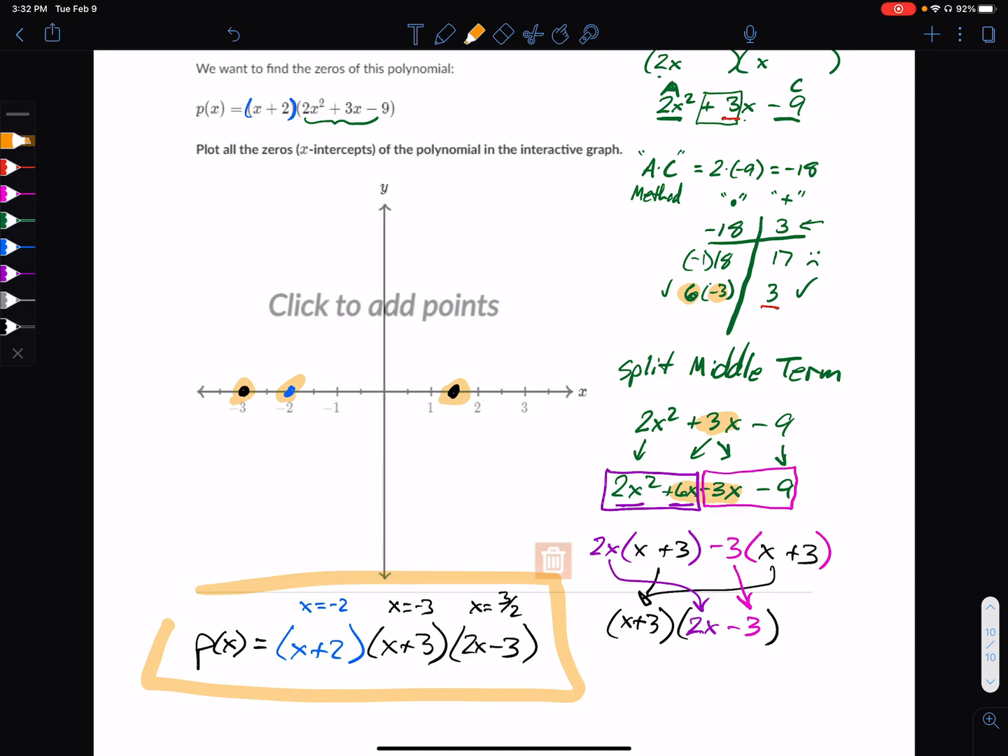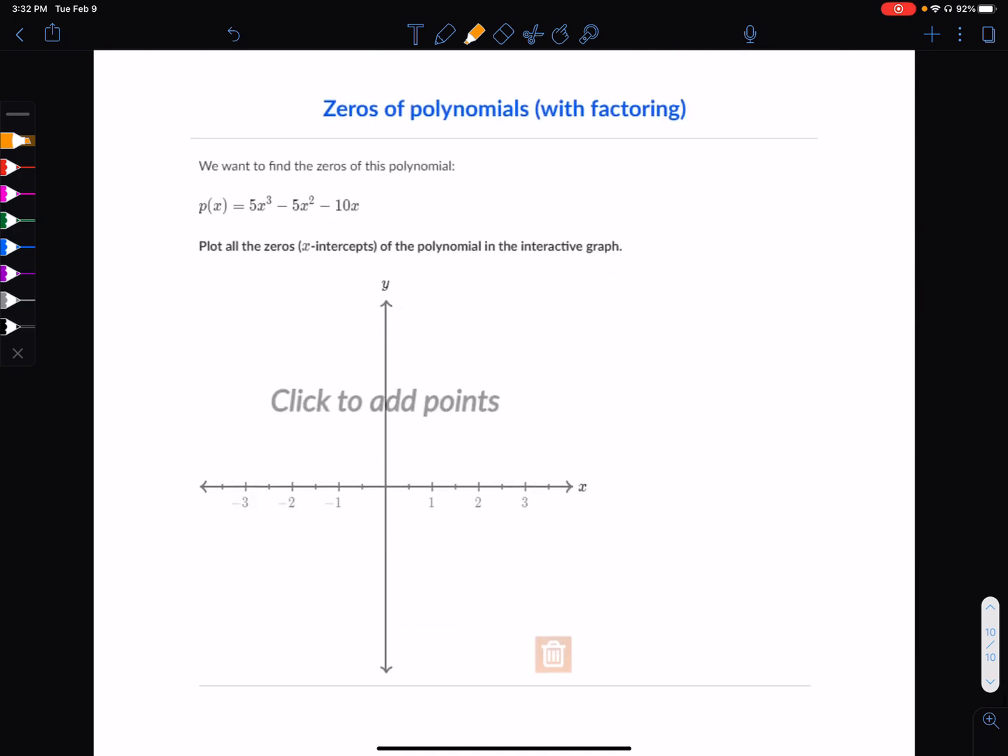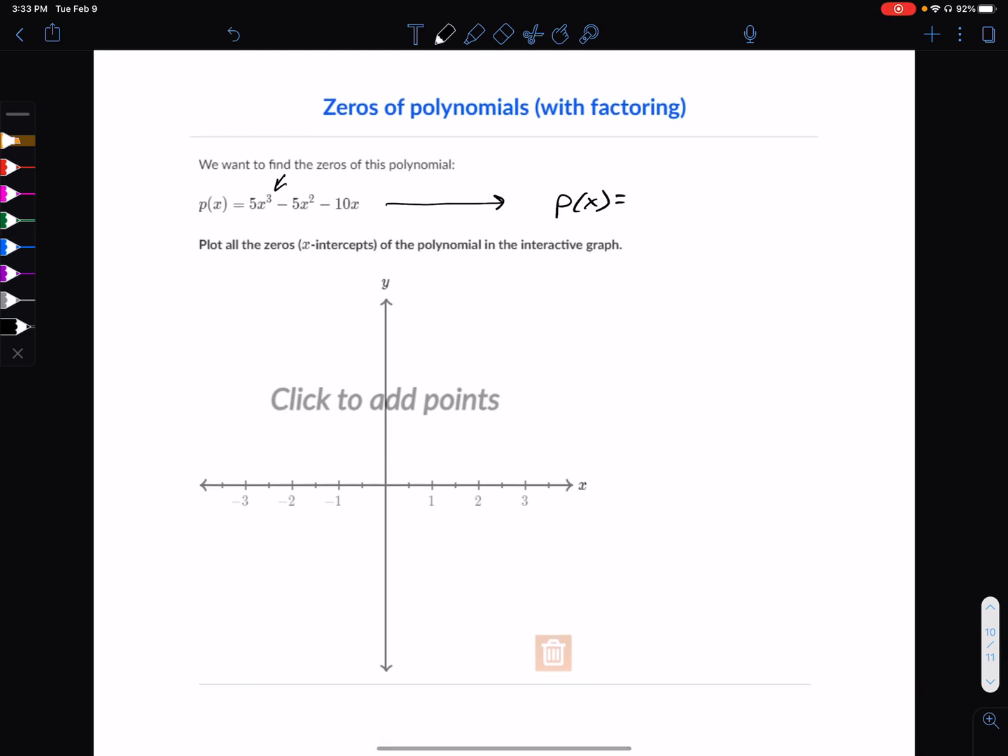One last problem. I know this video is running long. Thanks for hanging with me. This one actually reminds me a lot of our warm-up. That's kind of why I picked the warm-up. So let's start. This is a cubic, but it does not have an even number of terms. So I'm first scanning, is there a common factor I could pull out of everything? And there is. I could pull a 5x out, and it leaves x squared minus x minus 2.